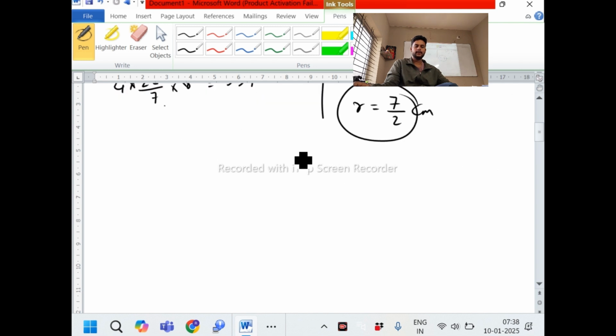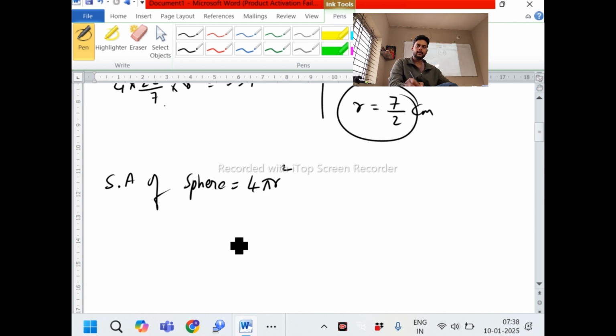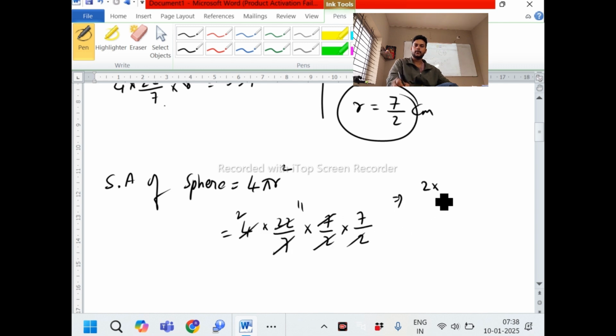Find its surface area. So volume of sphere was given. What is the formula of surface area of sphere? Surface area of sphere is equal to 4 pi r square. 4 into 22 by 7 into 7 by 2 into 7 by 2. 2 ones are 2, 2 11s are 22, 7 cancel. So 2 into 11 into 7, correct? 2 into 11 into 7. What is the answer? 154 centimeter square.